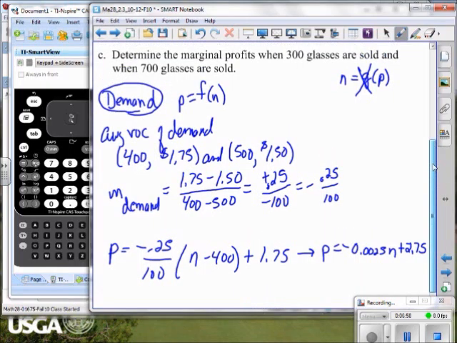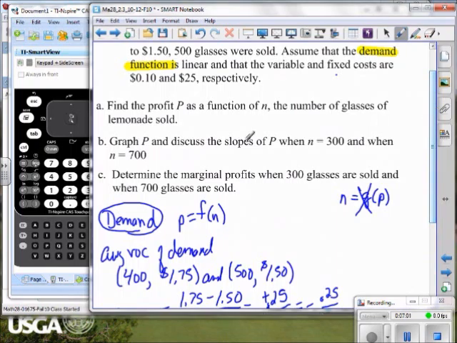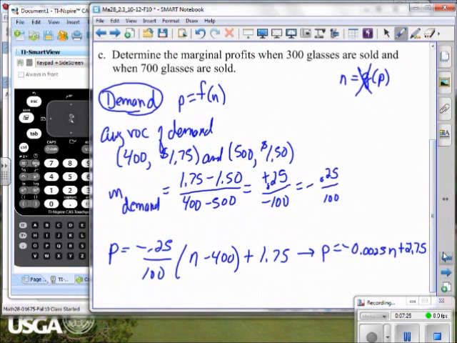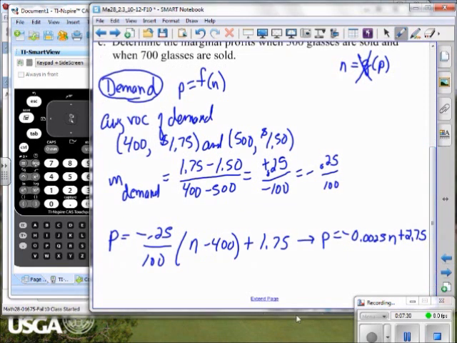Again, why did I need that? Well, I need to find profit, and to find profit, I need to find revenue and cost, because profit is revenue minus cost. And they're all in terms of n. Now, I don't know, I feel like I've lost some of you on this.